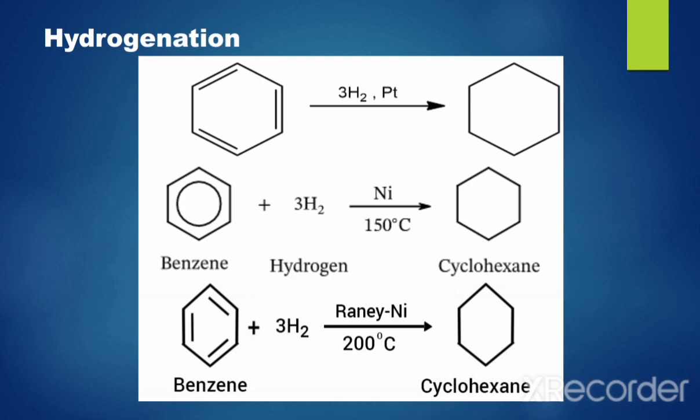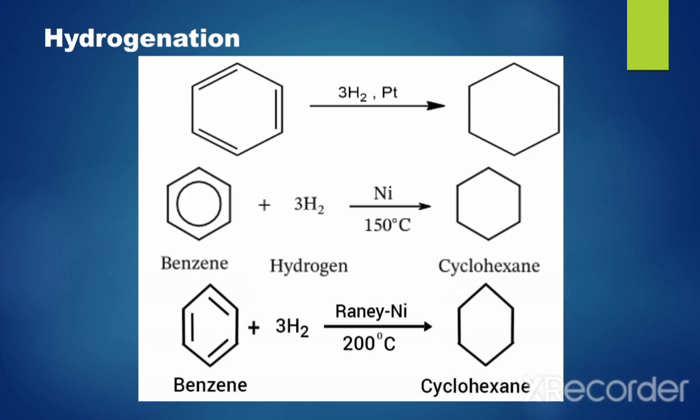is benzene, and we change some conditions and the final product is the same. So benzene has pi bonds on the alternative positions, and we add hydrogen, three hydrogen molecules. Total is six hydrogen atoms, and in the presence of nickel and some temperature, we have cyclohexane compound.